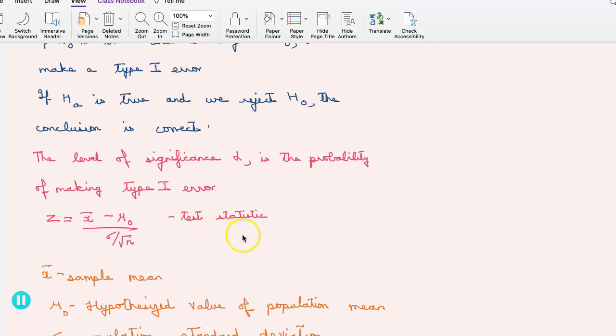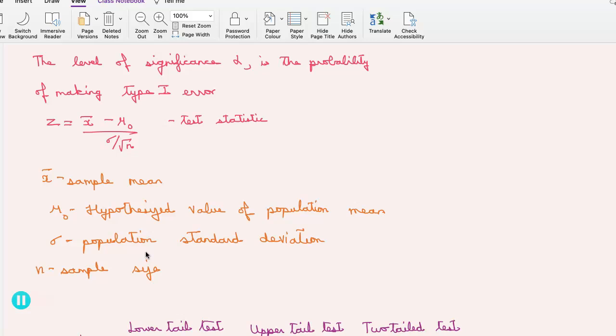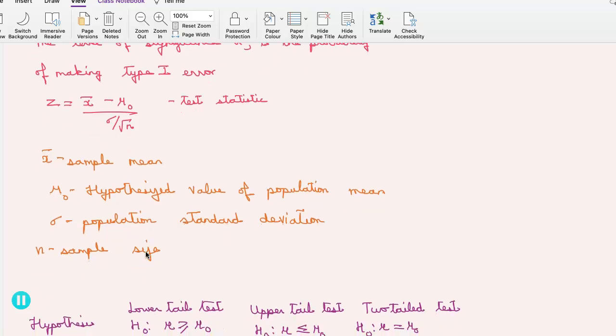Now you have the test statistic Z, which is defined as x bar minus mu naught over sigma by root n, where x bar is the sample mean, mu naught is the hypothesized value of the population mean, sigma is the population standard deviation, and n is the sample size.